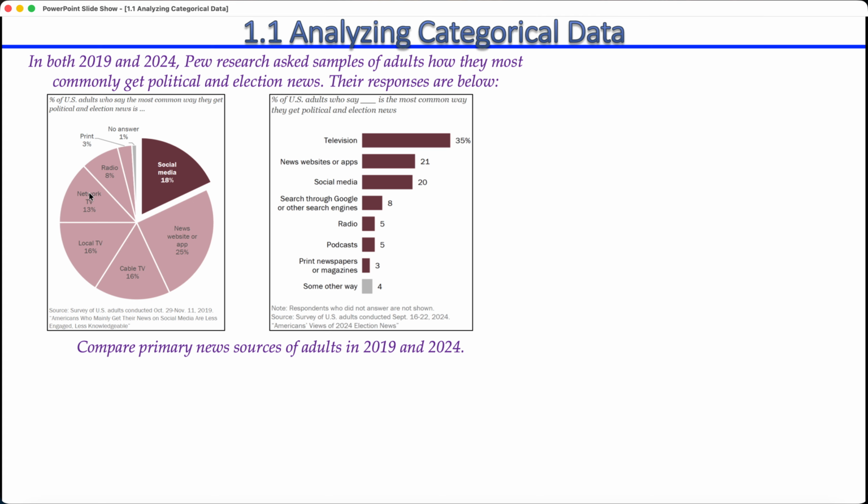So here you see TV, just broken up into different categories, as opposed to in 2024 when they lumped it together and just said TV. You can see things like podcasts make an appearance here, but they don't make an appearance here. No answer was the default final option here, but over here some other way was. So it's worth noting that some things change, but they're still very comparable.